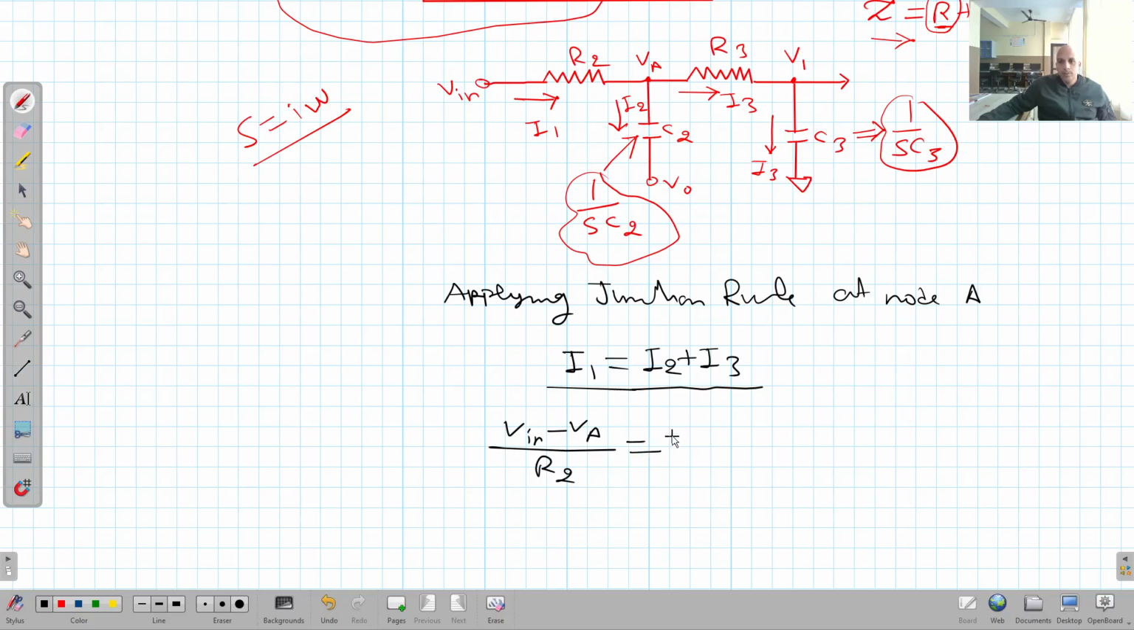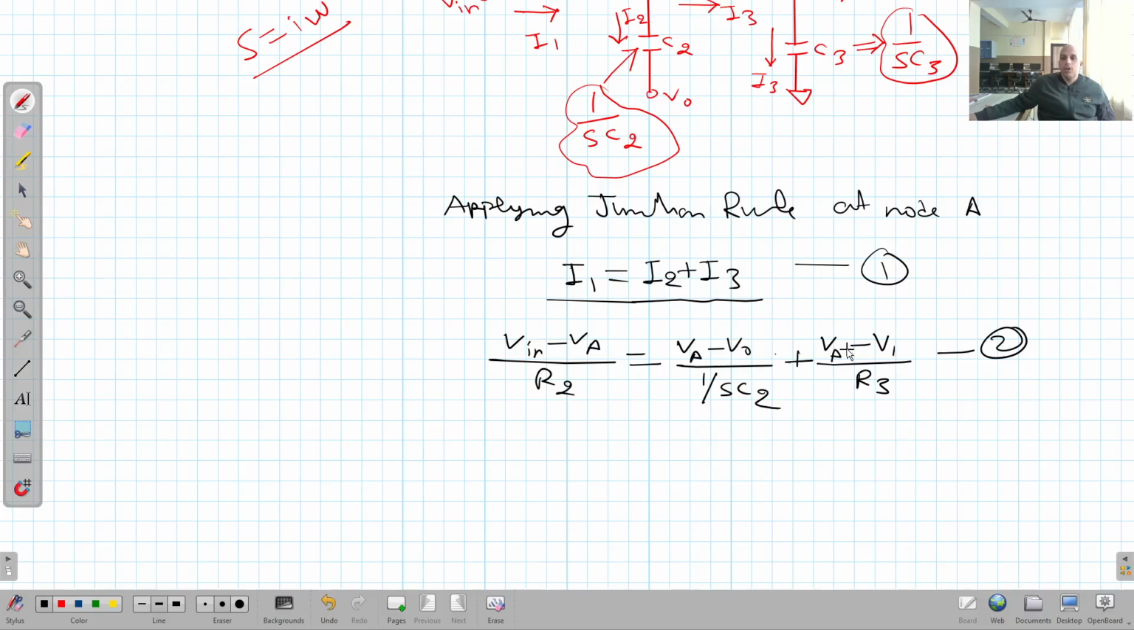I2 means BA minus B output upon 1 upon SC. We are looking at this. Clear? BA minus B output upon the resistance part, and then plus I3. I3 means BA minus B1 upon R3. Let this be equation number 2. This was equation number 1.